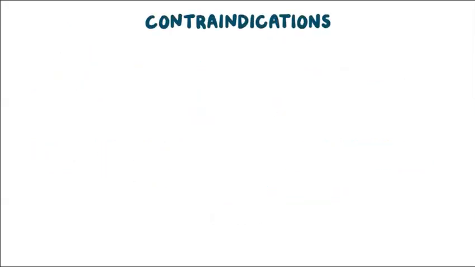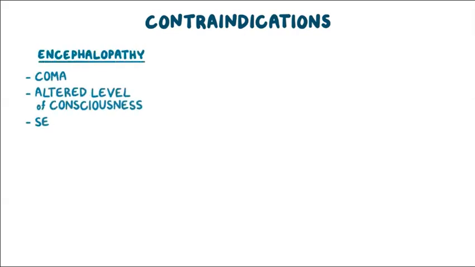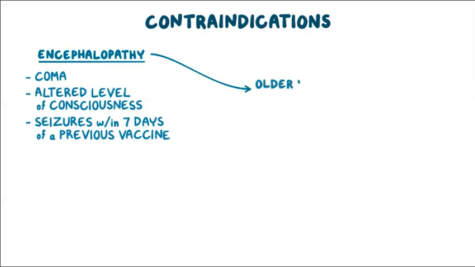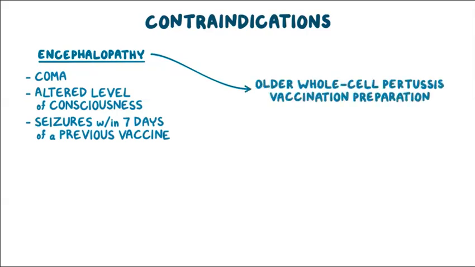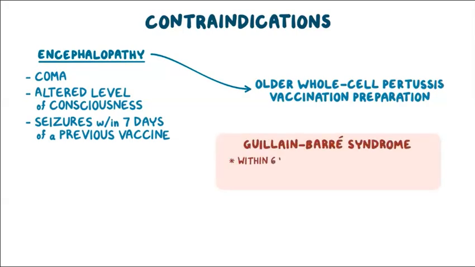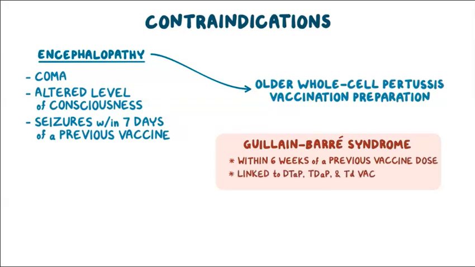One contraindication to the DTaP and Tdap vaccines is signs of encephalopathy, like coma, altered level of consciousness, or seizures within 7 days of a previous vaccine dose. That's because encephalopathy was associated with an older whole-cell pertussis vaccine preparation. Another contraindication is for individuals that developed Guillain-Barré syndrome within 6 weeks of a previous vaccine dose, because Guillain-Barré syndrome has been linked to the Tdap, DTaP, and TD vaccines.